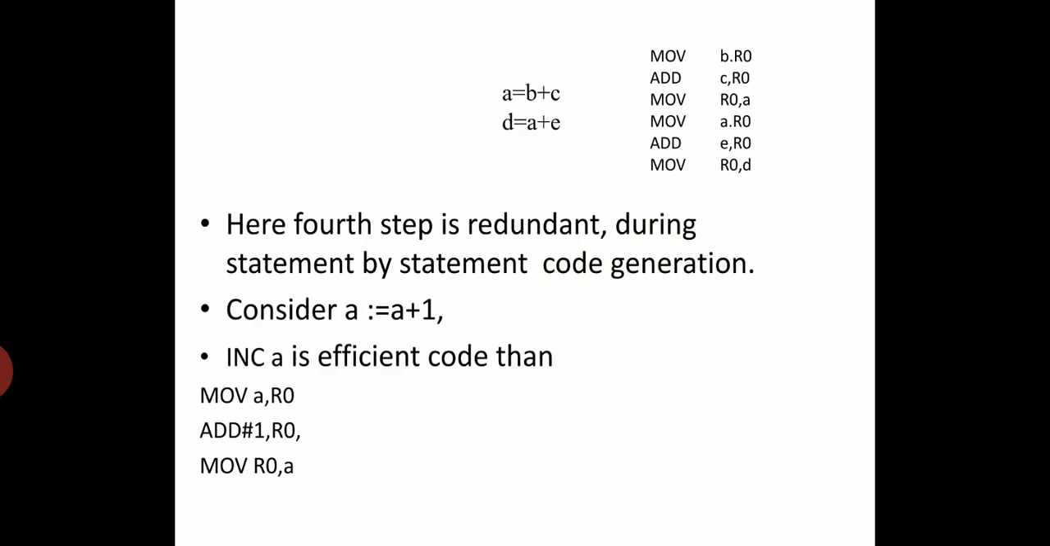Similarly, another example is a = a + 1. If the code generator has an instruction set which has an increment operation, then it is easier than constructing individual statements for adding 1 to a.